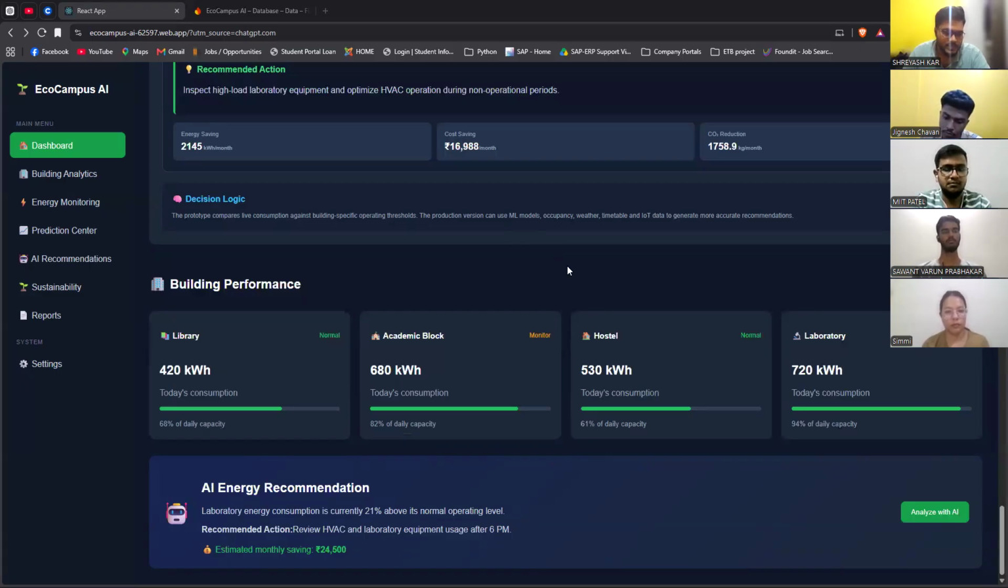The final value of EcoCampus AI is therefore not the dashboard itself. It creates a complete cycle. First is to collect data, then monitor performance, detect anomalies, predict future demand, recommend actions, and measure potential savings. So from an ETB perspective, this demonstrates how emerging technologies such as IoT, cloud computing, analytics, and AI can transform operational data into managerial intelligence. Management can then make better decisions about where to intervene, which building to prioritize, how to reduce energy costs, and how to improve sustainability performance. In short, EcoCampus AI aims to change campus energy management from what did we consume to what is happening, why is it happening, and what should we do next.